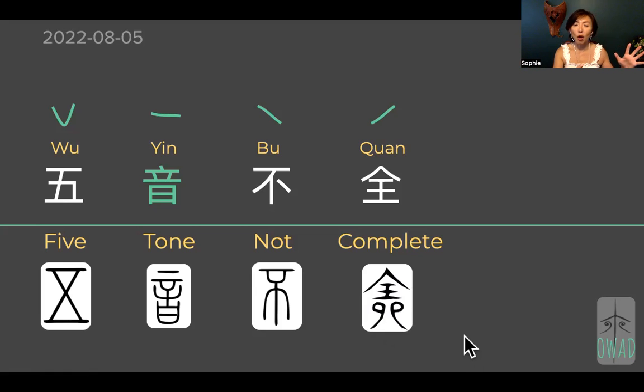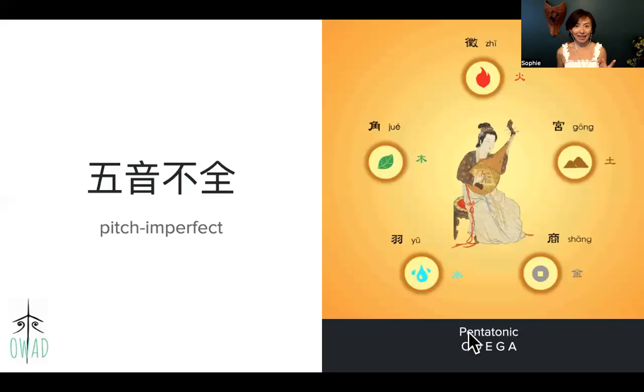So we have 5 tones and it's not complete. What does it mean? It means somebody 五音不全. If we say somebody 五音不全, it means somebody doesn't really have an ear or a good sense of pitch, so they can be off tune easily. So I call it pitch-imperfect. Just a negation of that. 五音不全 simply means that. And this 音 is our pitch, right?